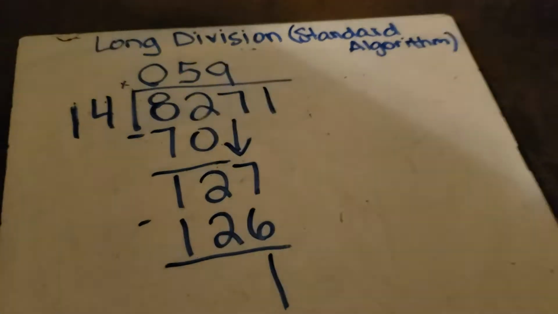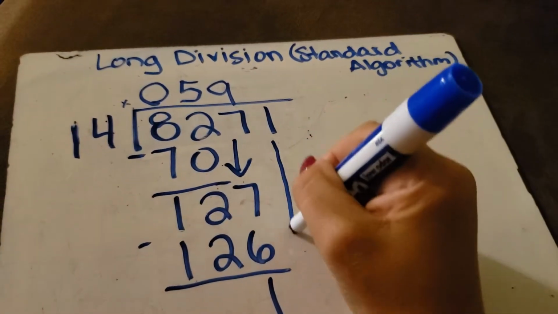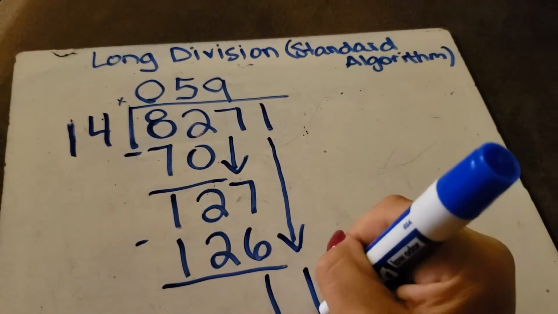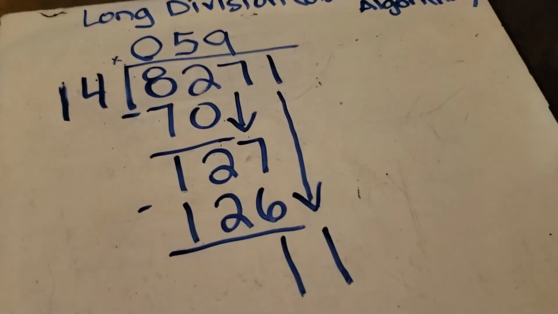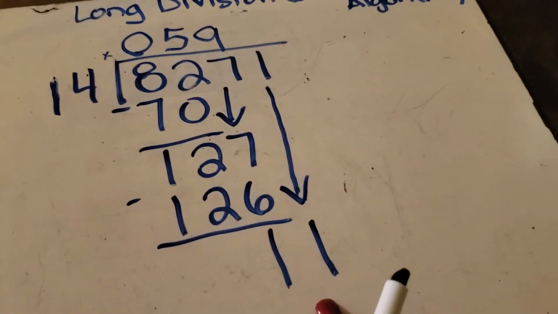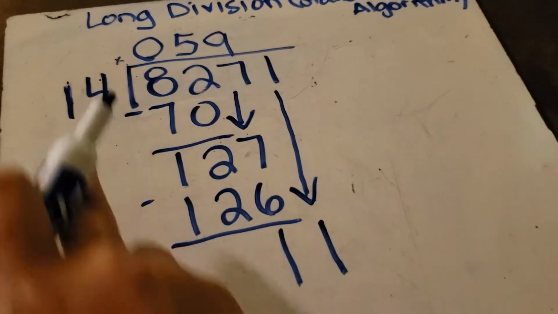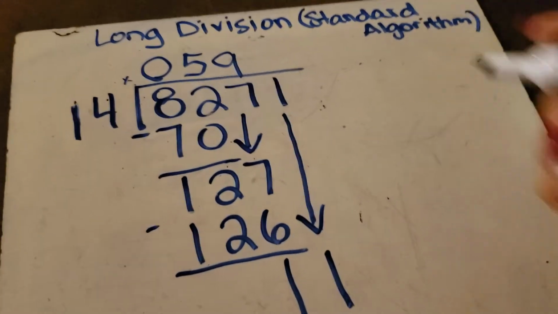And now I'm ready to drop down my next number. So I am going to drop that down, and I get 11. Now, at this point, 14 cannot go into 11. That just doesn't make sense. If I only had 11 apples, I can't give someone 14 apples. And this is what I tell the kids. It's not possible. It goes in 0 times.